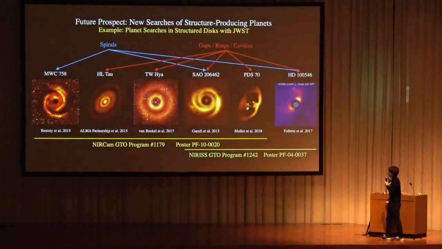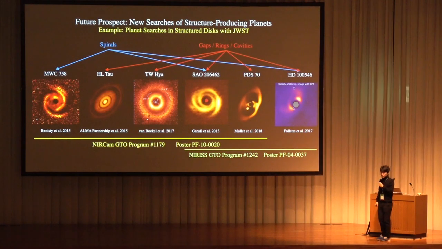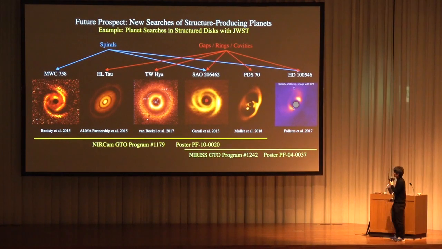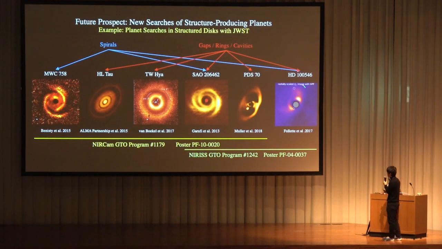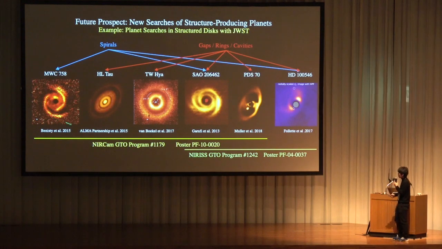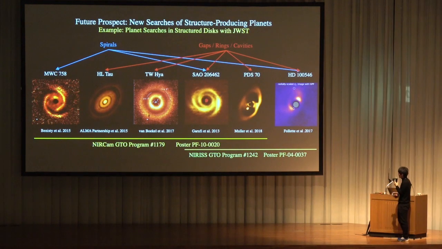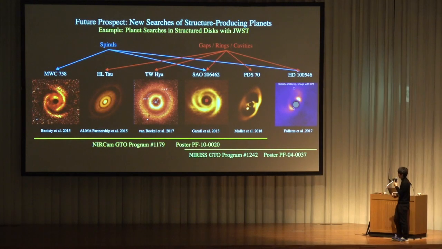And finally, we have new observing tools, right? It will be interesting to renew the search for planets in those disks. With James Webb in cycle 1, there are 6 disks being included in 2 programs to search for planets in structured disks. These 5 are included in a NIRCam program, and these 3 are included in a NIRSpec program.